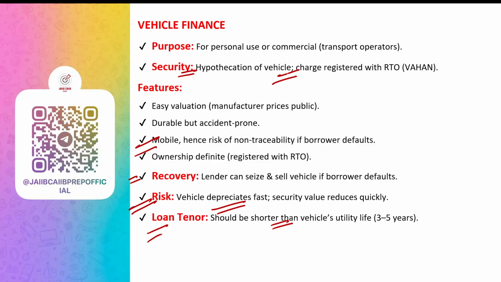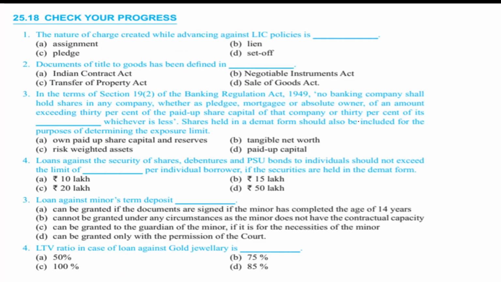Insurance should always be there. The vehicle should be insured, comprehensive insurance should be there. Bank's hypothecation again should be registered with RTA, and it must be endorsed in RTA records. Upon default, bank can seize the vehicle and sell it after the proper notice.